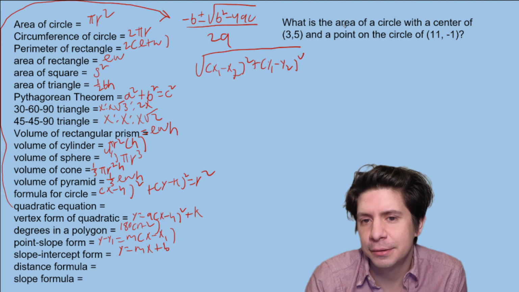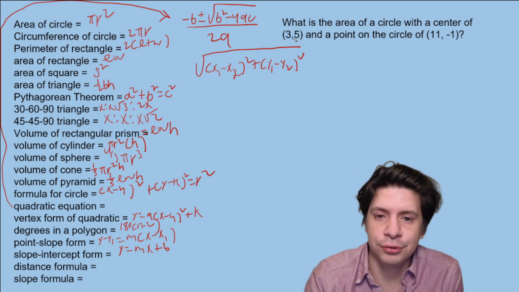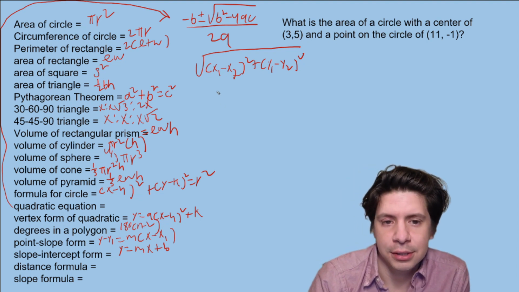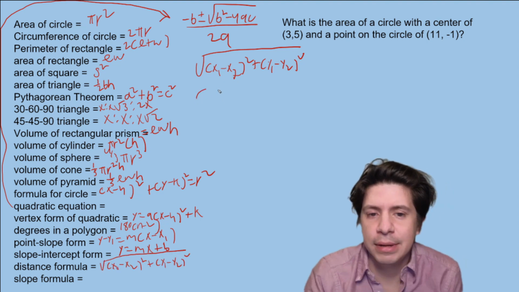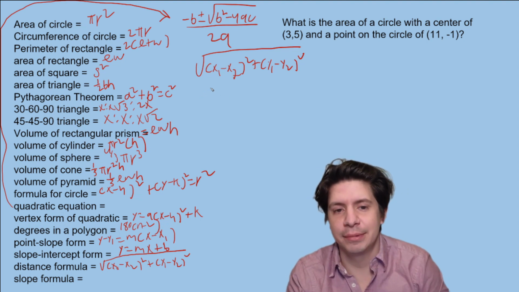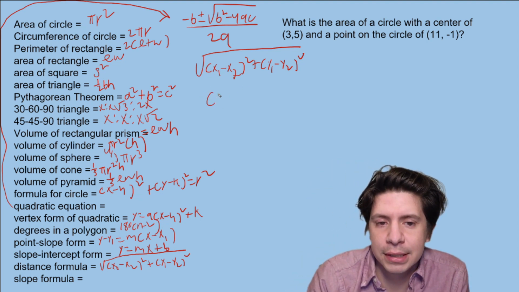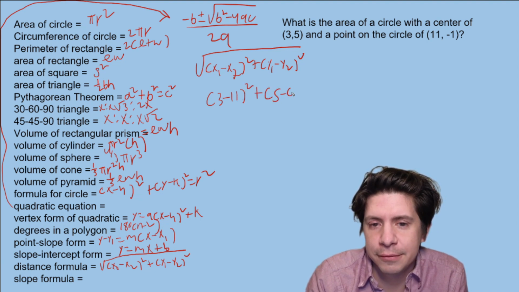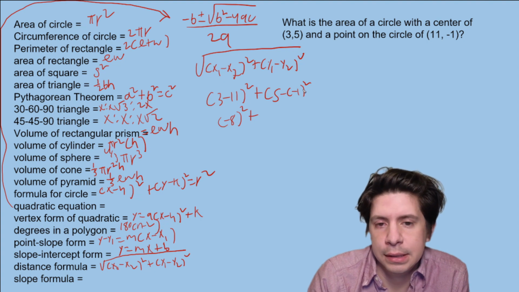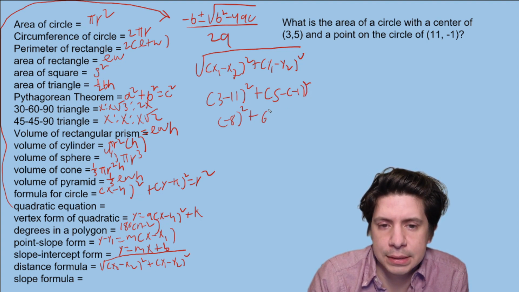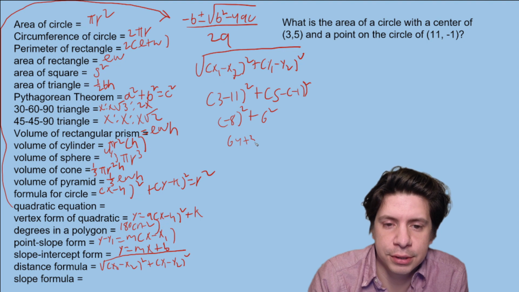So for here, to find the area of a circle, we're going to have to find the distance from the center to the edge. I'm going to write this here first. It doesn't matter which order you put them in here, because the square is going to make them positive anyway. So you'll do 3 minus 11 squared plus 5 minus negative 1 squared. So that would be 3 minus 11 is negative 8 squared plus 6 squared. And that would be 64 plus 36. And that's 100. And you square root that, and you'll get 10.